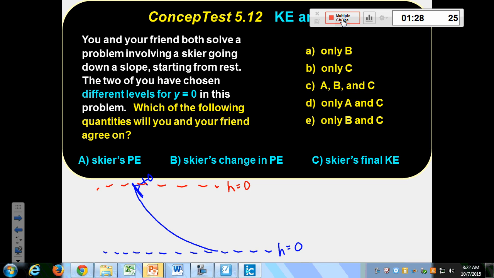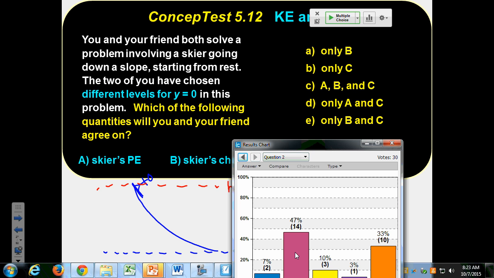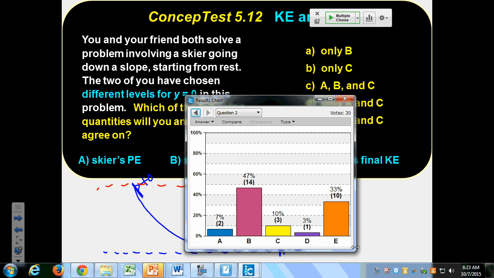Because there are still certain things that will not change in this. What is the skier's potential energy? What is the skier's change in potential energy? And what is his kinetic energy? I'm going to stop at 145. Okay, Rob, you put B. The answer is actually E.